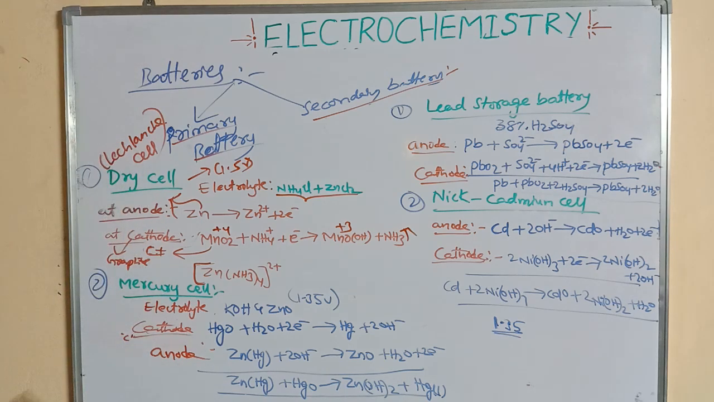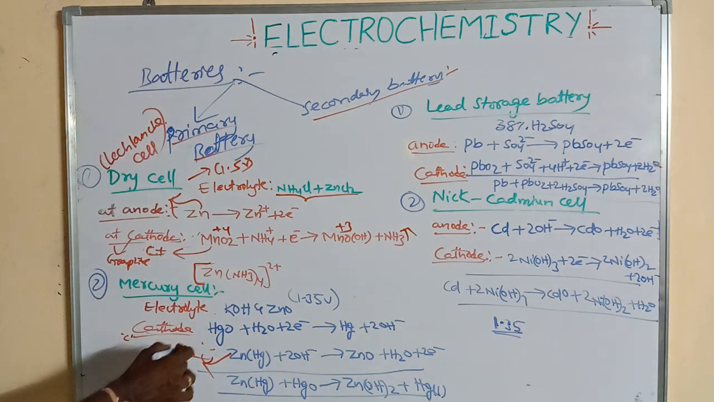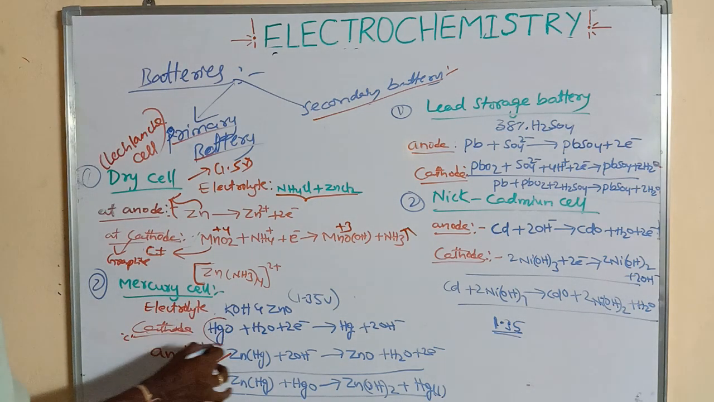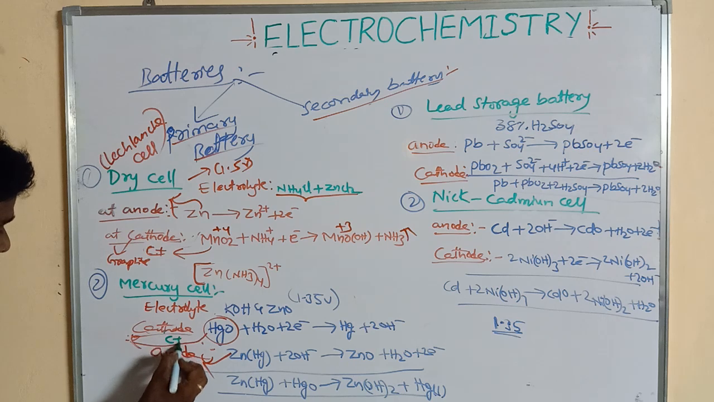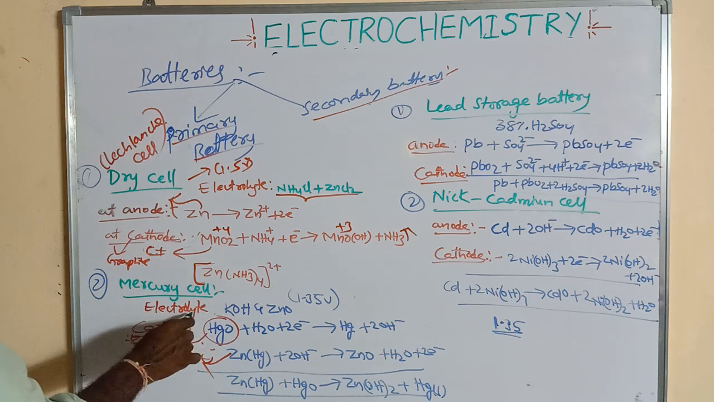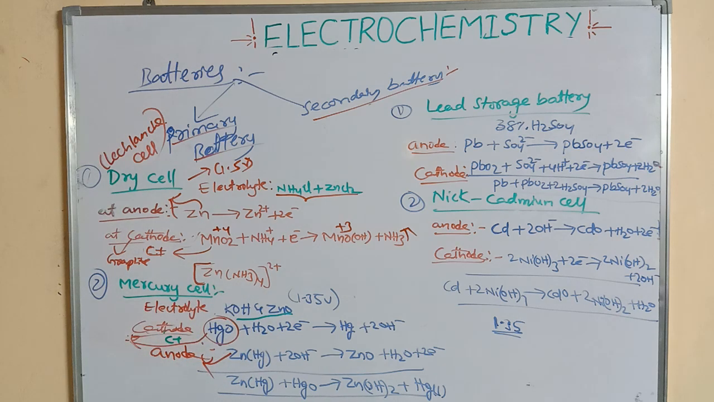Next goes to the mercury cell. In the mercury cell, what is the anode? Zinc amalgam is the anode. What is the cathode? The mixture of HgO and carbon is said to be the cathode. What is the electrolyte? KOH and ZnO are the electrolytes, right?